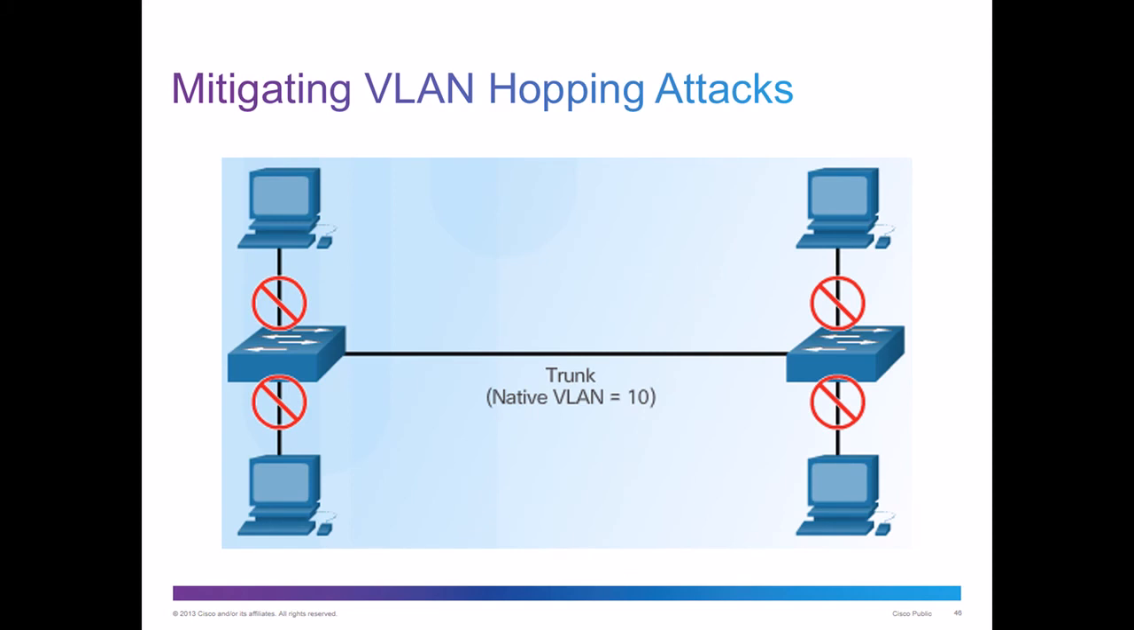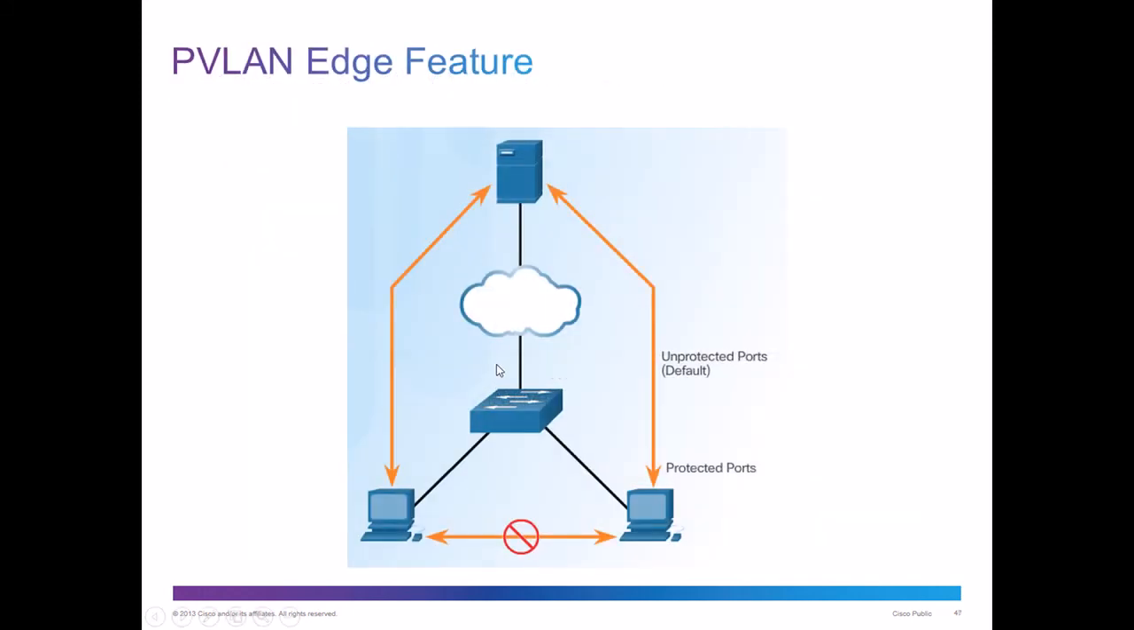All right. To mitigate against VLAN hopping, make sure that the native VLAN is not always VLAN 10. The native VLAN is the one that receives untagged frames. So if there are any untagged frames, you want to put them in a different VLAN. This way we'll make sure, and also disable DTP.